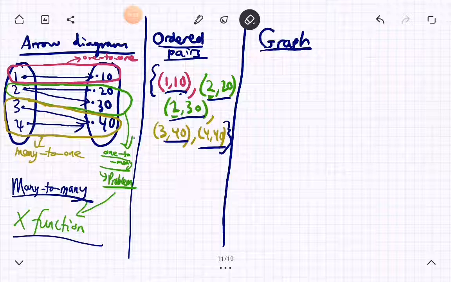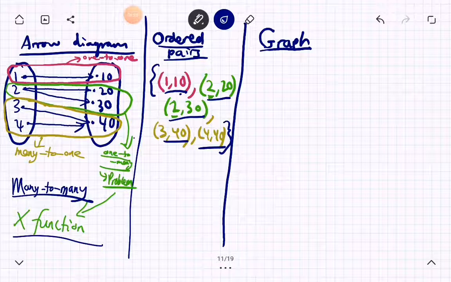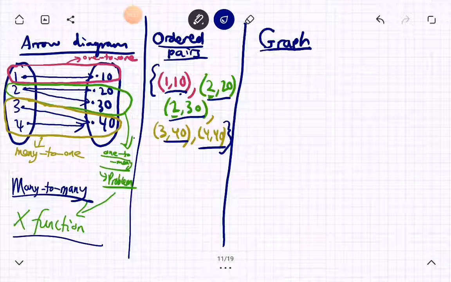So now this is writing in terms of ordered pairs. You don't usually use this in many places. So I would say this is the least used.